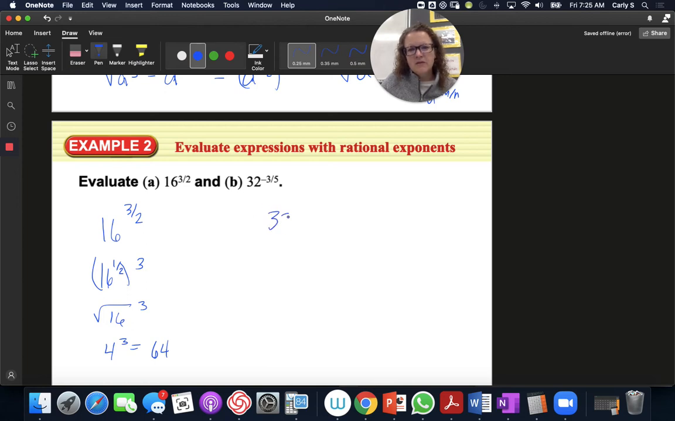Here I have 32 to the negative 3/5. Okay, lots of things I can do here. That negative tells me to put it in the denominator. Positive 3/5. Okay, that's also the 5th root of 32 cubed. What is the 5th root of 32? 5, math, number 5, 32. It's 2. So 1 over 2 cubed is 1 over 8.